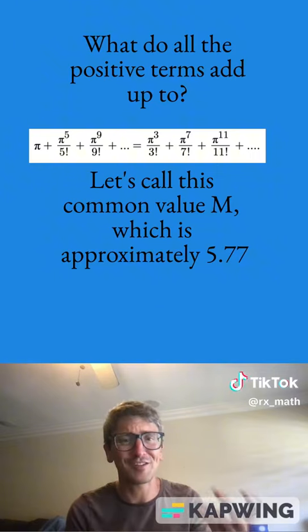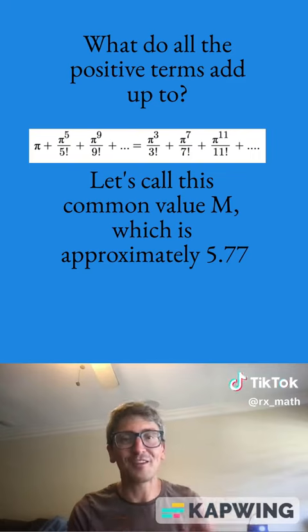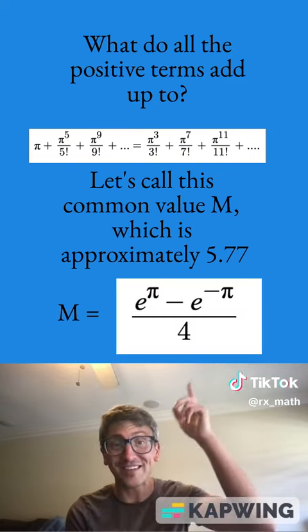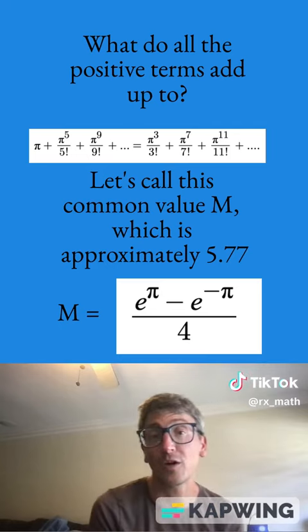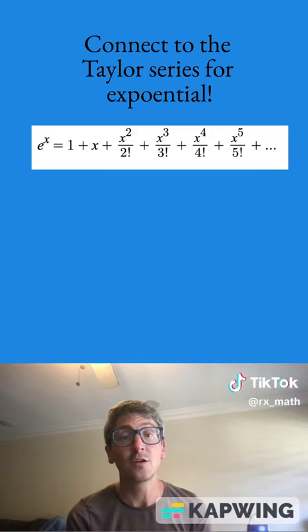And it's this very mysterious number, 5.77 something. And I was playing around with the Taylor series, and believe it or not, this is the answer. Let's see why it works. And so the connection is with the Taylor series for e to the x, which is all of these terms with plus signs and the same kind of factorial business.